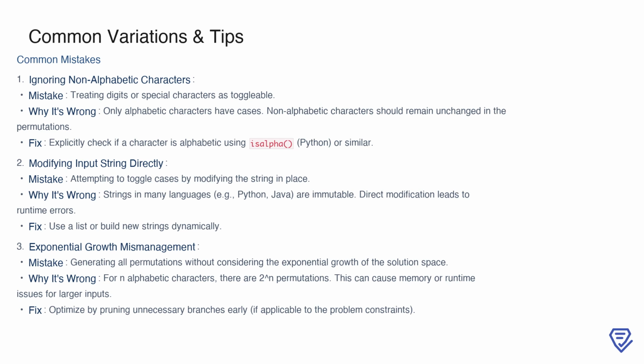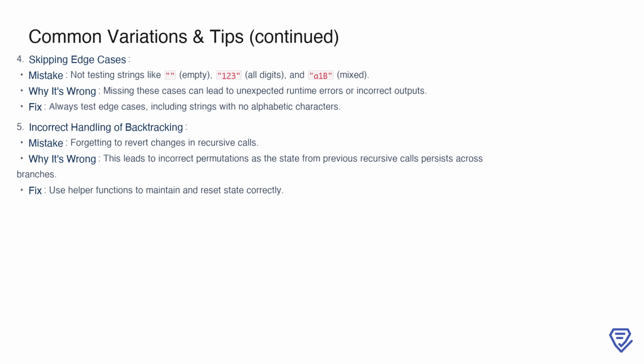Finally, be mindful of the exponential growth of the solution space. For n alphabetic characters, there are 2 to the power of n permutations, which can quickly become unmanageable for larger inputs. To address this, consider optimizing your approach by pruning unnecessary branches early on, especially if the problem constraints allow it. Another area to be careful with is edge cases.